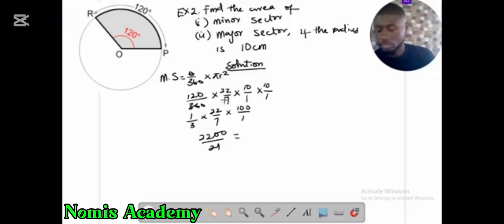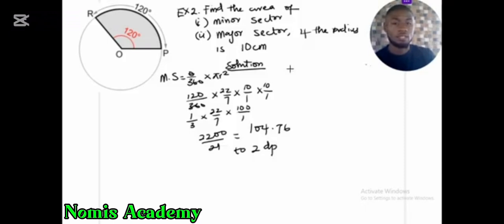So 2200 divided by 21 is 104.76 to 2 decimal places. So that's for the minor sector. So let's do the major sector at this other side.